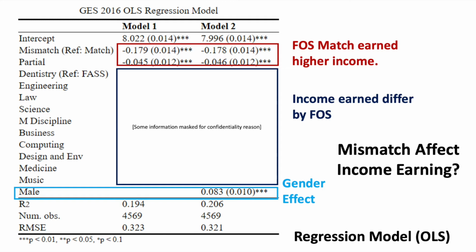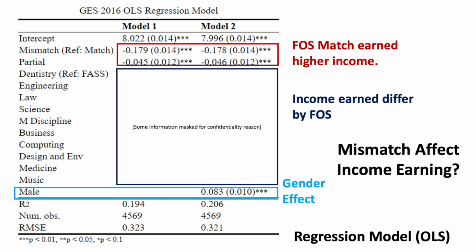Right? And these two models are generated using OLS. OLS stands for ordinary least squares. And it includes the mismatch, where the reference is those that are matched. So it is a dummy variable, so it is left with the mismatch and the partial groups. And then it also lists the 11 categories of the faculty, while the reference group is FASS. And the second model adds in the gender to measure whether there's a gender effect or not.